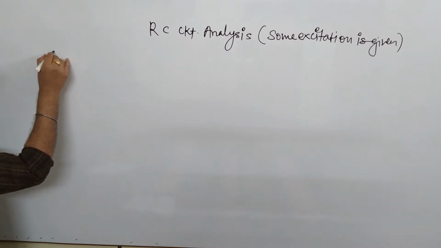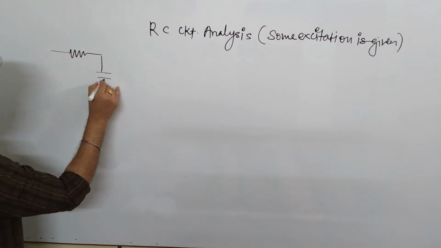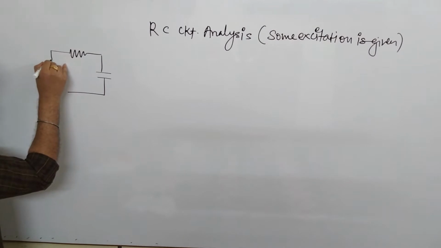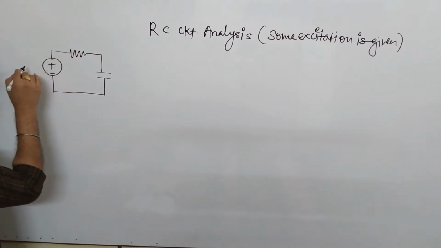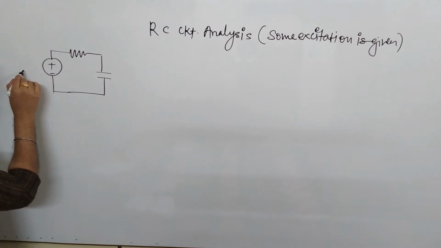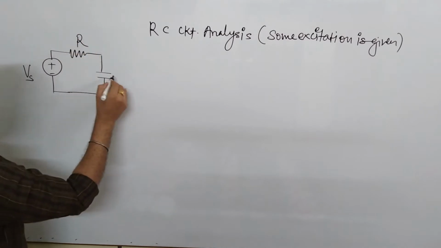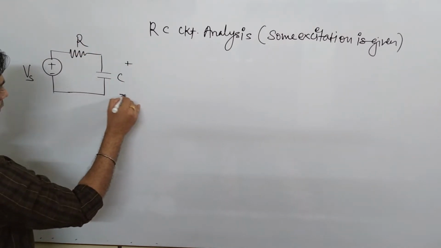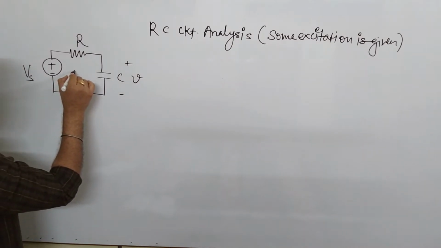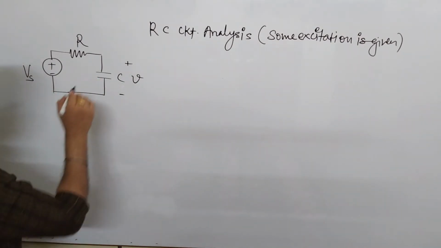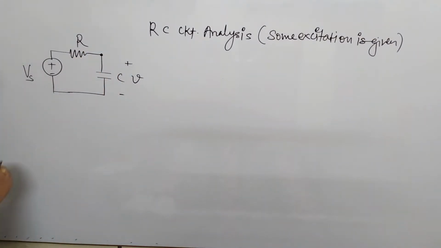Let it be an RC circuit. This is your R, this is your C. Now it is excited by, let's say, a DC voltage source whose value is Vs. This is R and this is C. I am considering that some voltage V is appearing here, and so this is the circuit condition.